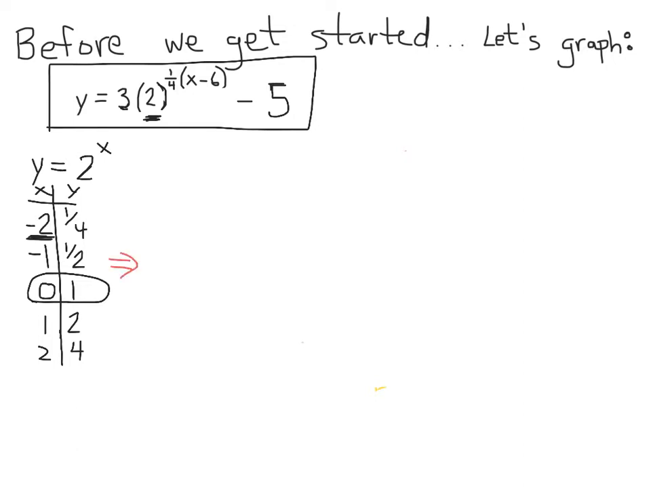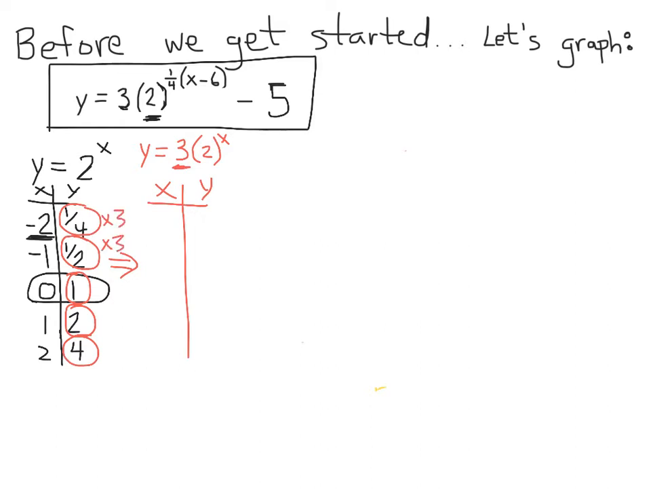Continuing this, I am now going to apply the first transformation. So the first transformation happens to be a 3 in front of the 2 to the power of x. And that 3 over here is a vertical stretch by a factor of 3. So I am going to take all my previous heights and stretch them all by a factor of 3. Since it's a vertical stretch by a factor of 3, my x values stay exactly the same, and I will stretch all these by a factor of 3.